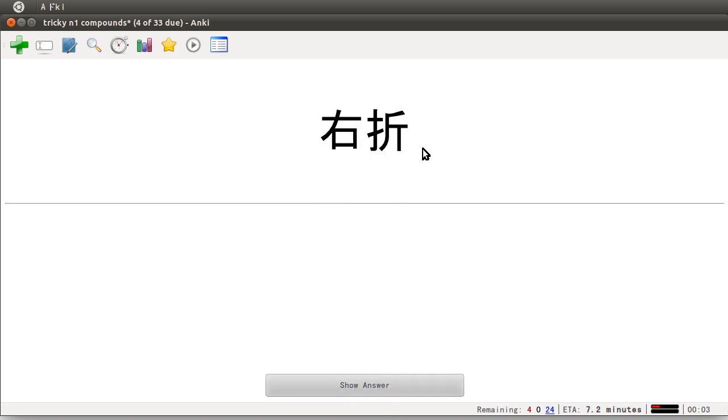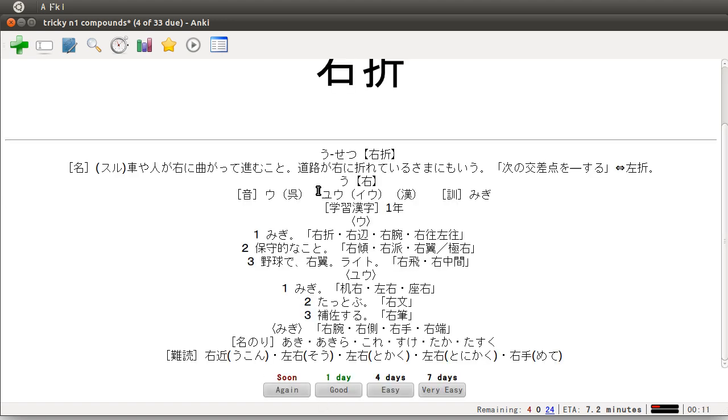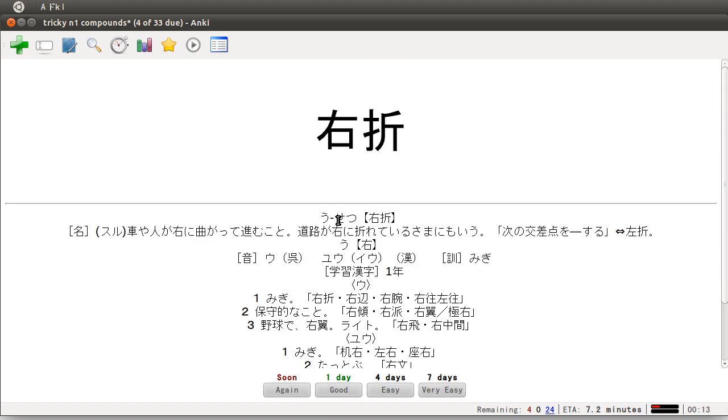And this one is useki. This one's not actually that tricky because migi, the on-yomi is often u. It can be u, but it's often u, like in uha. And seki, yeah, that's the normal reading for seki, to bend or to cut. So useki is to turn right.